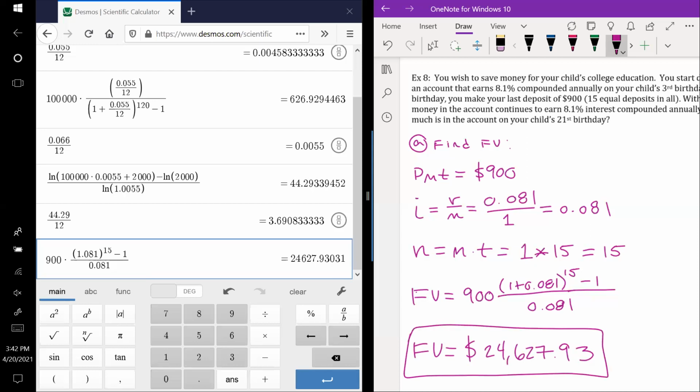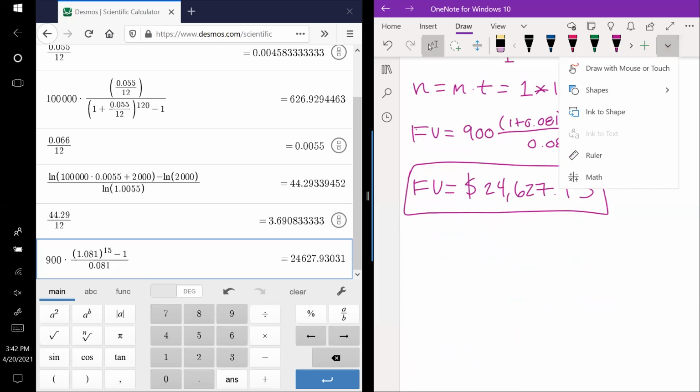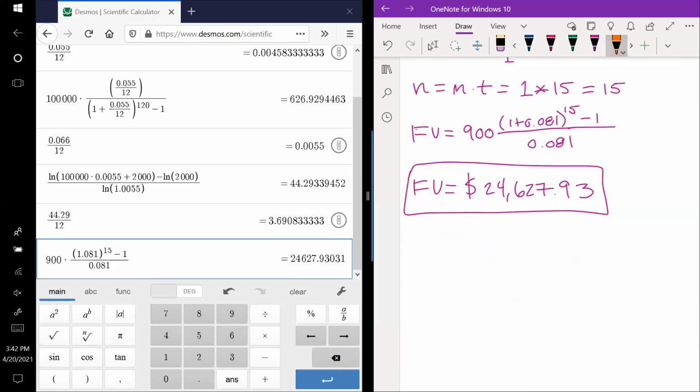So this means we're not making any more deposits after the 17th birthday. So now we're going to take this future value and let it sit in the same account that earns 8.1% interest until the child is 21. So now this means that we are going to use compound interest. So now we want to find the final amount on the child's 21st birthday. So we'll call this B. We're going to say use compound interest.